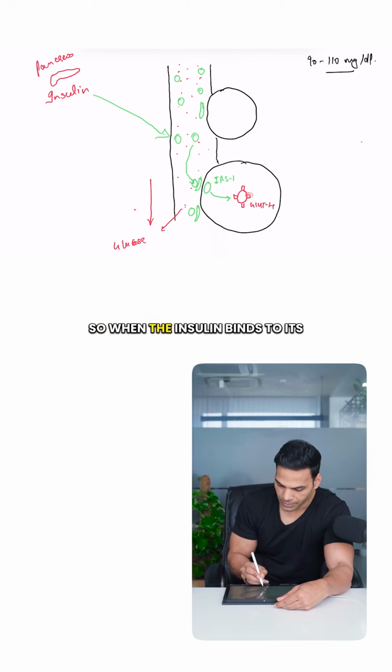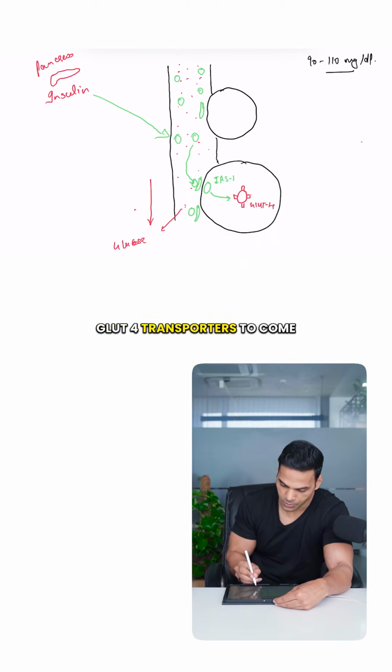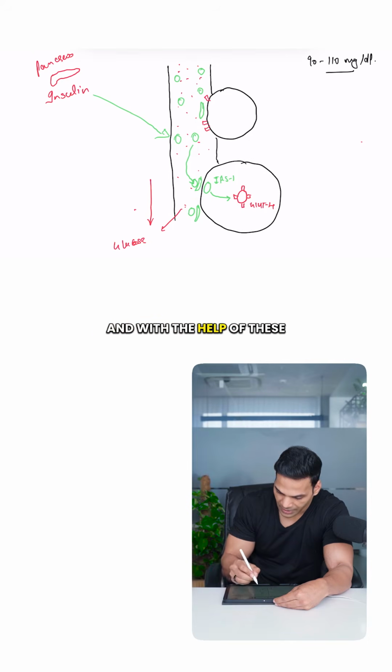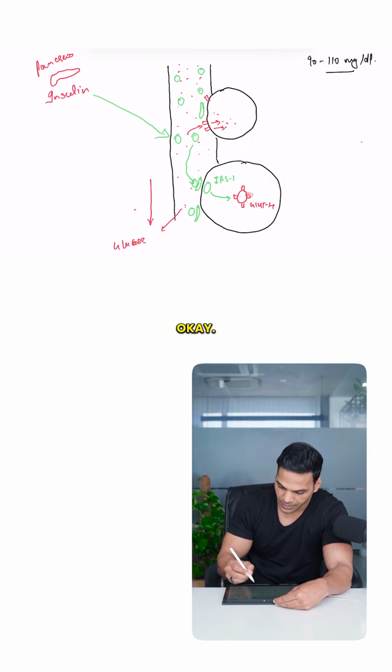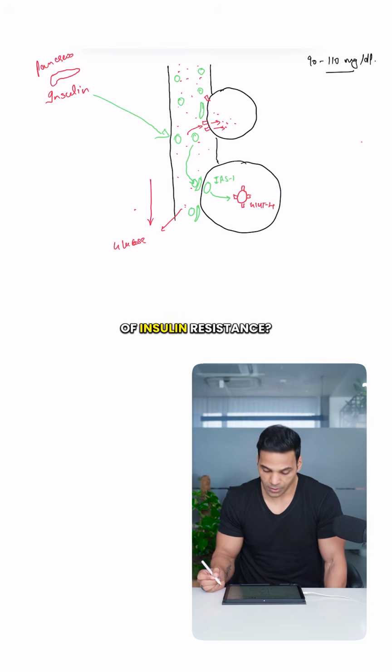So when the insulin binds to its insulin receptors on the surface of the cell, there's the IRS protein which expresses itself, and after the expression it kind of signals these GLUT4 transporters to come to the surface of the cell. So when the translocation happens, you'd see something like this. Okay, you'd see these straws, and with the help of these GLUT4 transporters, glucose is able to penetrate inside the cells.